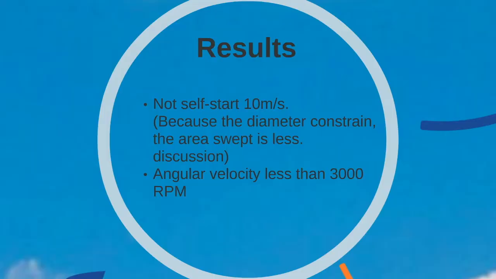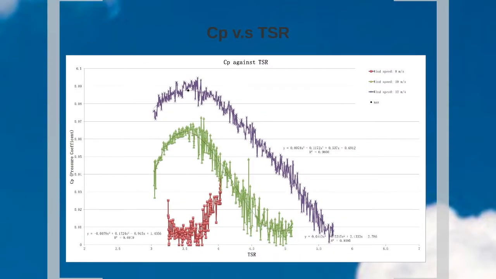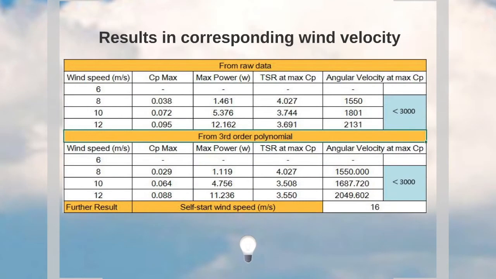In terms of the results, there is no structural damage during the test, and as we can see in the figure of CP against TSR, presenting the data in a third-order polynomial, the highest power coefficient is 0.088 with TSR 3.55 at the wind speed 12 meters per second. And the maximum power generated is 11.36 volts. The corresponding angular velocity for the maximum CP for each wind speed is all less than 3000 rpm.